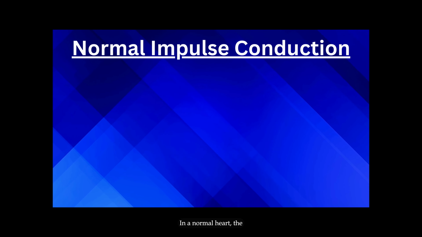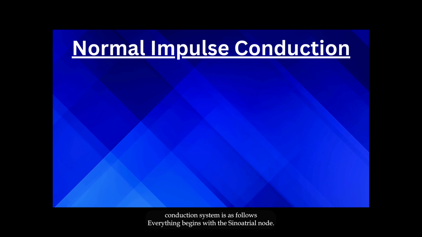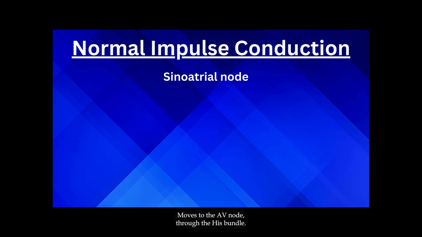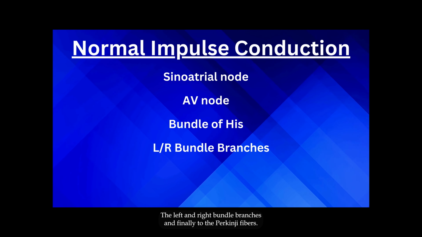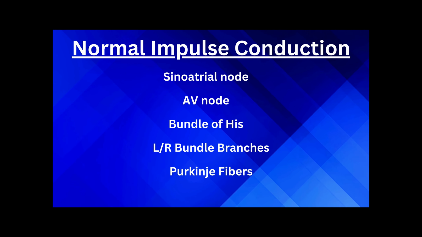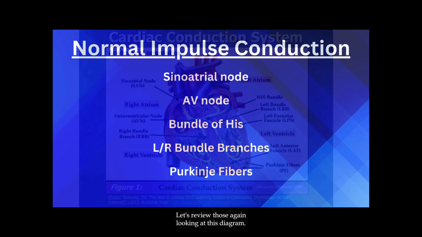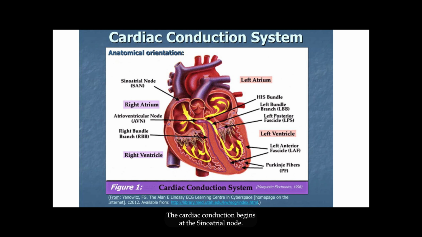In a normal heart, the conduction system is as follows. Everything begins with the sinoatrial node, moves to the AV node, through the His bundle, the left and right bundle branches, and finally to the Purkinje fibers. Let's review those again, looking at this diagram. The cardiac conduction begins at the sinoatrial node, moves to the AV node, the His bundle, the left and right bundle branches, and then to the Purkinje fibers.